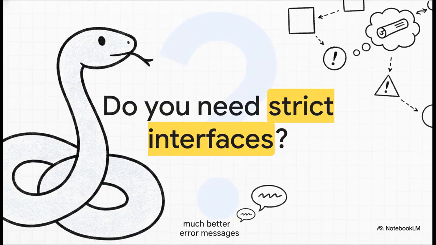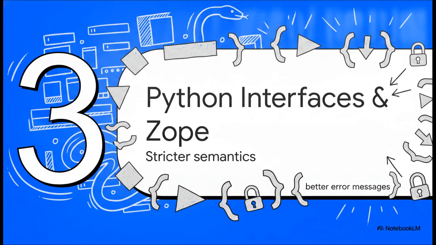So that covers Python's built-in ABC module. And hey, it's fantastic for standard inheritance. But what if your project scales up and you suddenly realize you need even stronger semantics? What if you're building a massive API where you need highly specific object interfaces, and frankly, much better error messages than what the standard library provides? That brings us to section 3, Python interfaces with Zope, stricter semantics and better error messages.